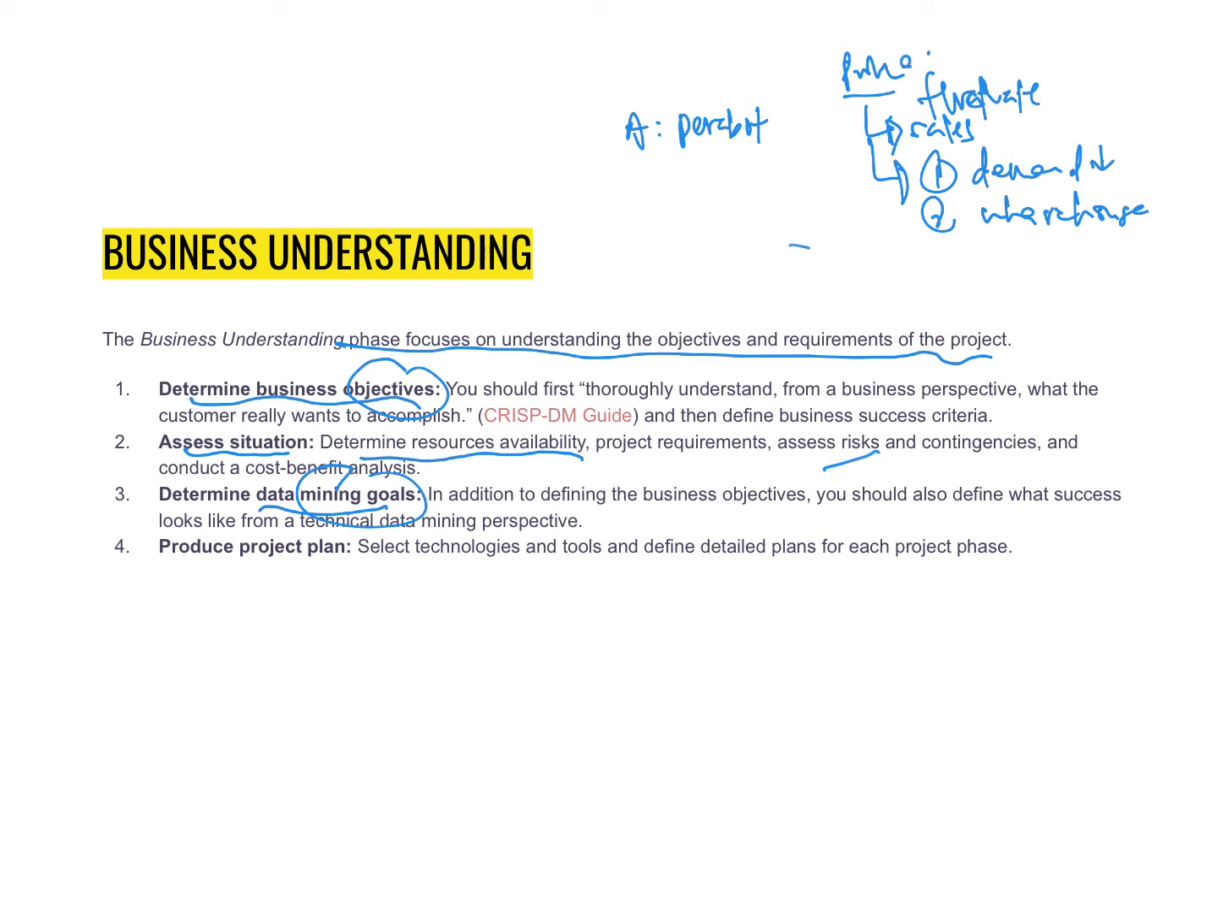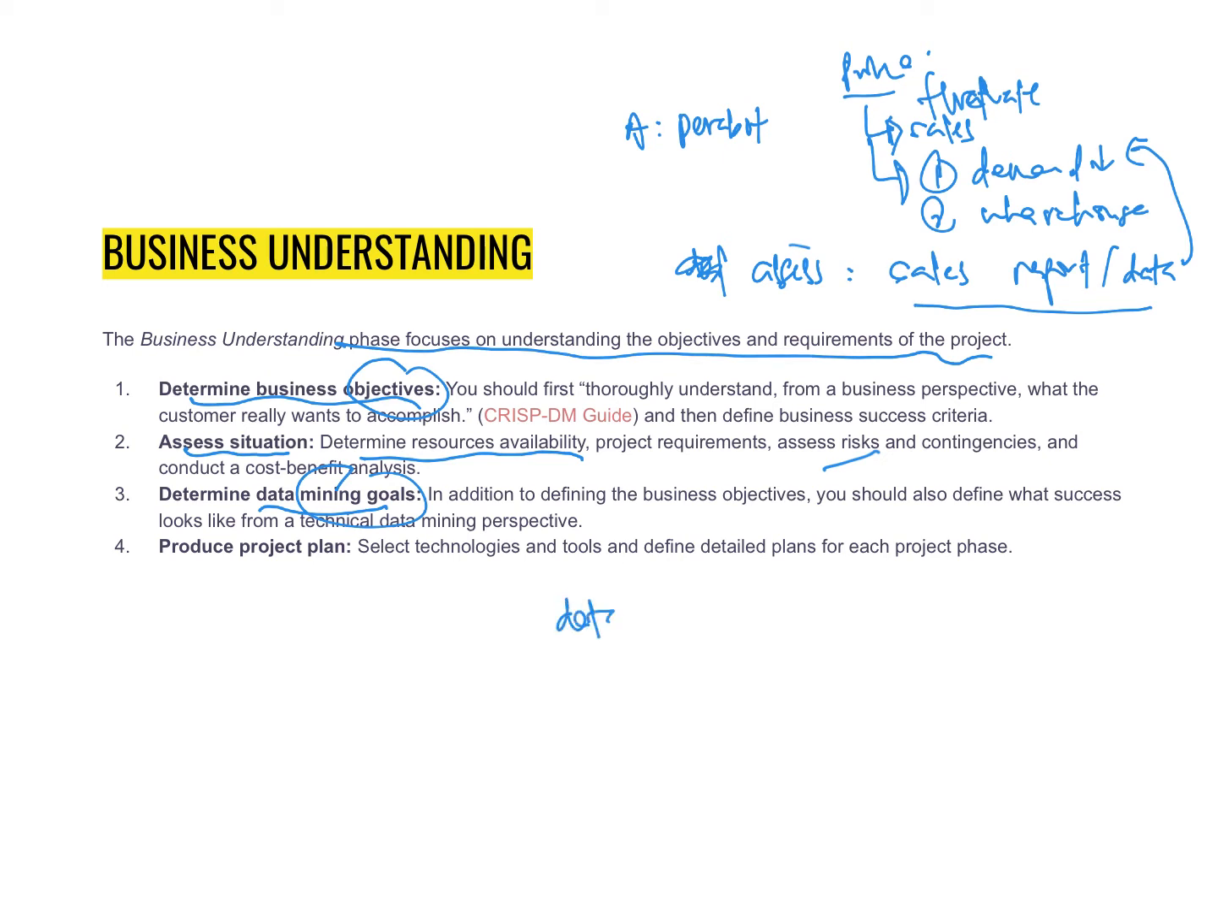Okay, so data mining goal here, so kita tengok resource, kita tengok assess situation. Assess situation, kita tengok juga apa yang data yang ada. So based on when we assess the situation, kita dah dapati dia ada sales report, which is our sales data. Okay, so daripada sales data, apa yang kita boleh buat untuk selesaikan masalah ini? Okay, macam mana kita nak selesaikan masalah ini? So, sini kita determine data mining goals.